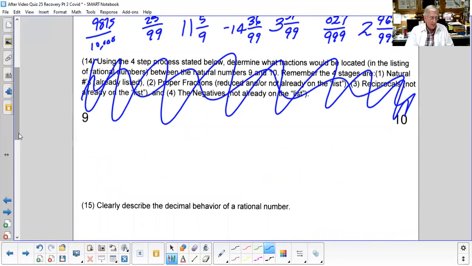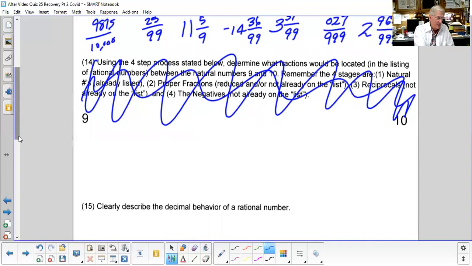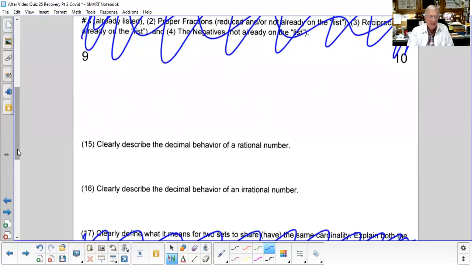Okay, all right. Clearly describe, again, the decimal behavior of a rational number. Well, I'm not going to write it down. You know what it is. You can write it down if you can't remember it. The decimal behavior of a rational number is it's going to terminate or it's going to repeat. One or the other. Okay?